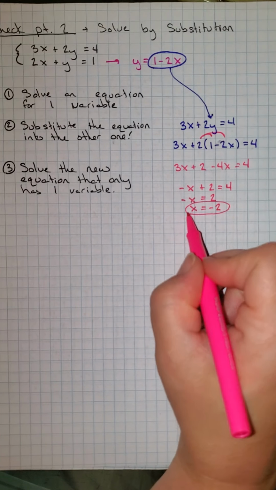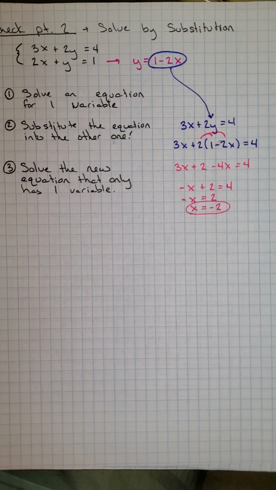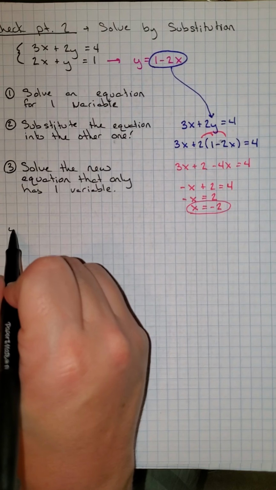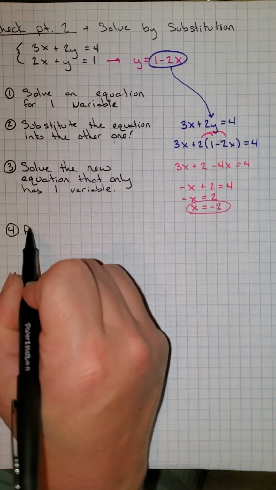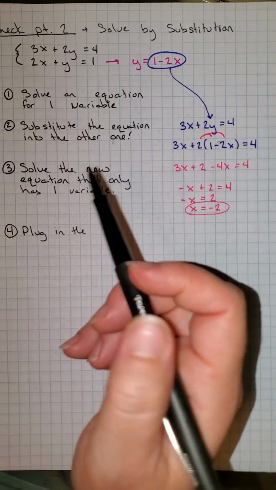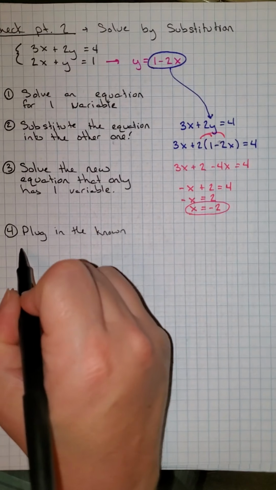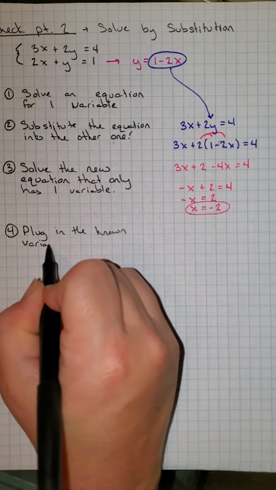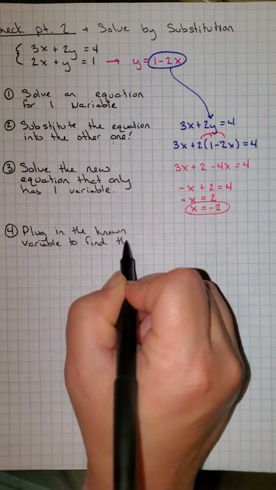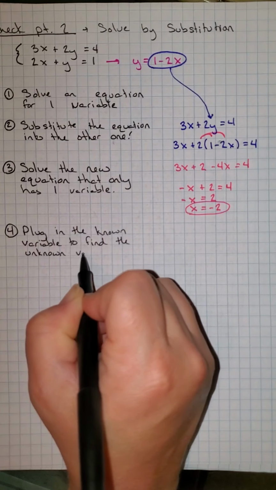Alright, now I got a value for one variable. Now I'm going to take that and plug that in to find the unknown. So we're going to plug in the known variable to find the unknown, and actually it doesn't matter where. So to find y in this case.